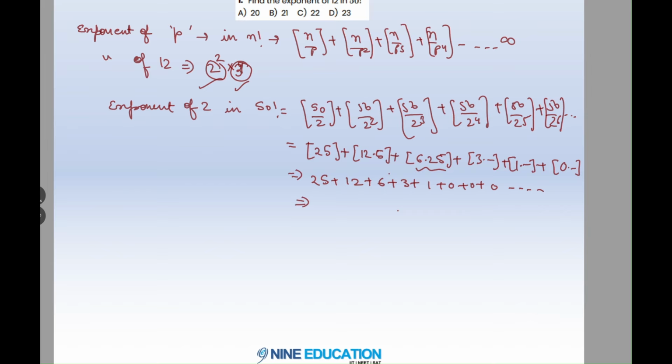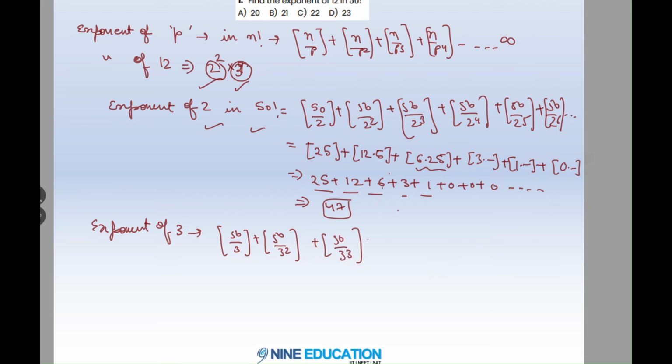Hence, the total of the powers of 2 in 50 factorial is 25 plus 12 plus 6 plus 3 plus 1, which makes it 47. Hence, the exponent of 2 in 50 factorial is 47, 2 power 47, you can say. The exponent of 3 will be the greatest integer of 50 by 3 plus the greatest integer of 50 by 3 square plus the greatest integer of 50 by 3 cube plus the greatest integer of 50 by 3 power 4 plus the greatest integer of 50 by 3 power 5, and so on.